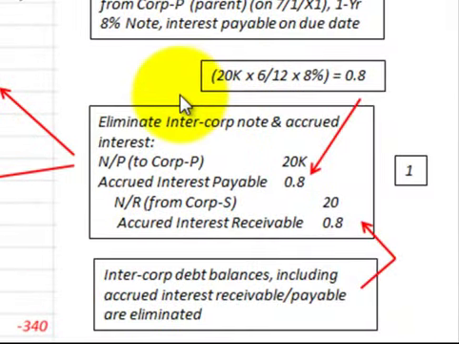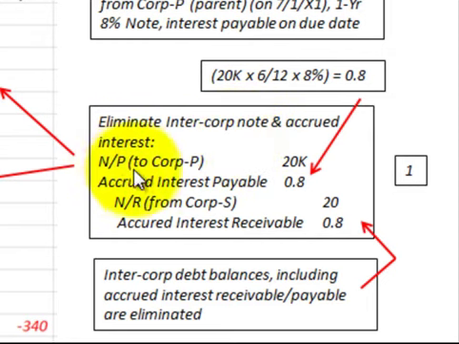Now for our consolidating entries, using a consolidated worksheet, and we're looking at the year end, 12/31/X1, or the first year. So first thing we have to do is eliminate any intercorporation debt on this note and any accrued interest on the note.